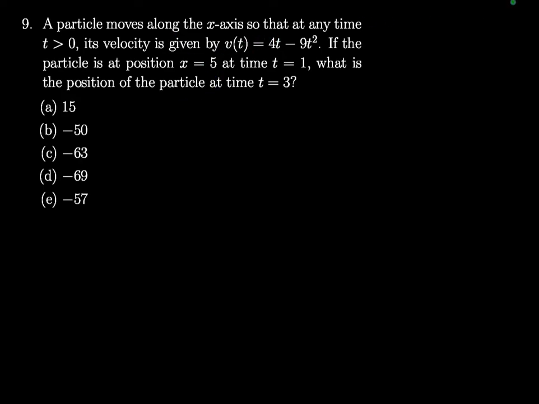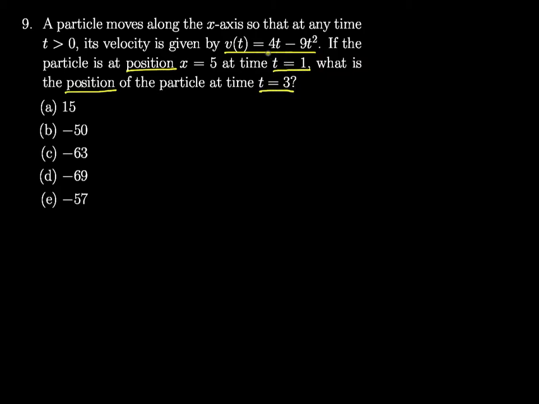So we're looking at this and we see that we're given a velocity function v of t is equal to 4t minus 9t squared. And we're looking for the position of that. It starts at position x equals 5. We're looking for the position of the particle at time 3.